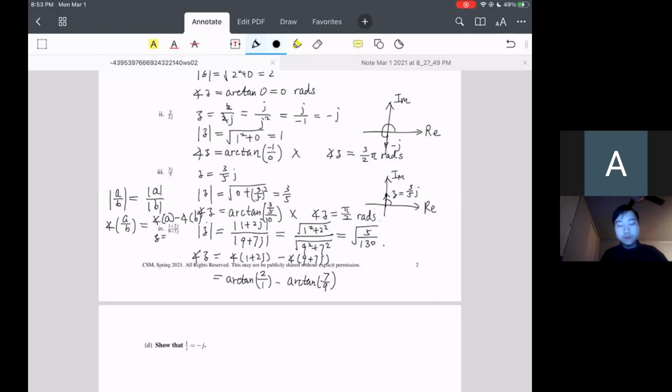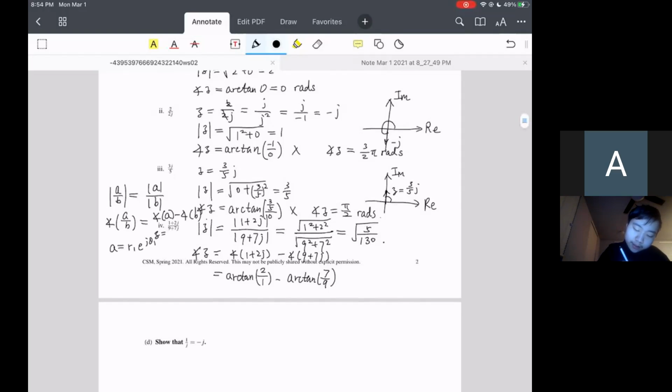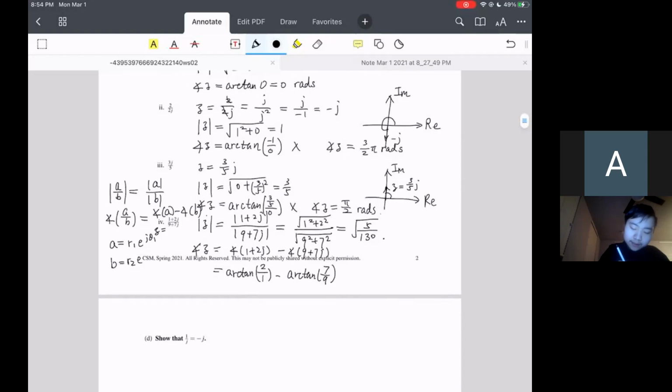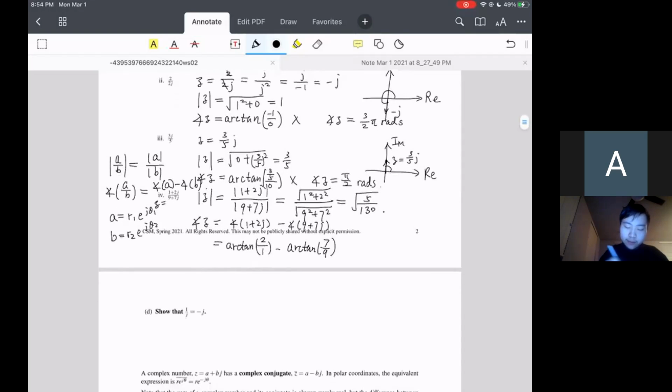All right. So these properties can all be proved fairly easily if we're in polar form. Right. So if we have A being equal to R1 e to the j theta 1 and B being equal to R2 times e to the j theta 2, then A over B would then just be R1 over R2, assuming that R2 is not 0, which it couldn't be since B is in the denominator, times e to the j times theta 1 minus theta 2. And that pretty much says everything.